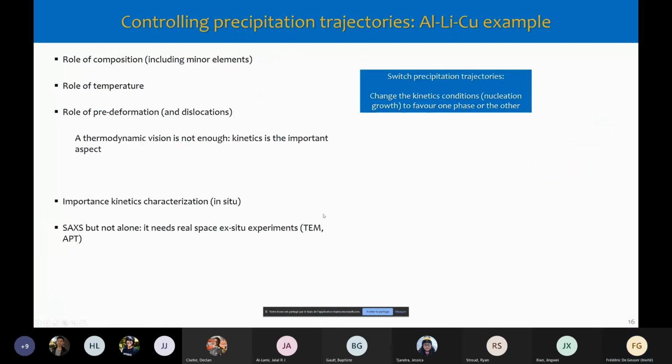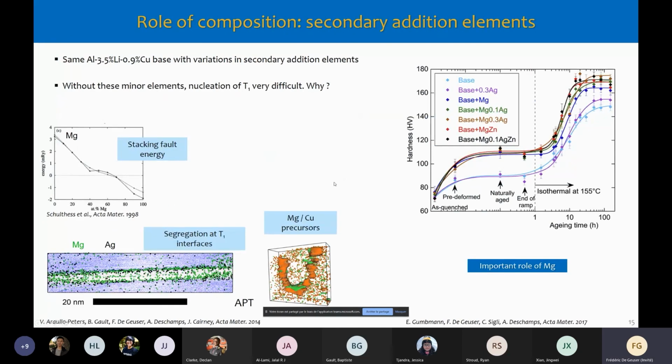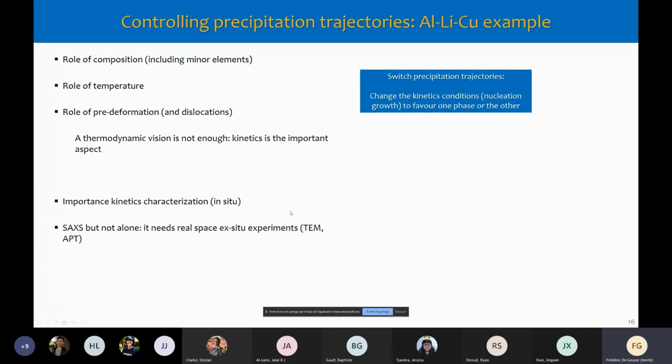And this role of magnesium, so where am I? Sorry. Yep, sorry. So I think I missed a few precipitates, but that doesn't really matter. This role of magnesium has been shown to be really due to the formation of these precursors here that actually change the nucleation sites for T1 precipitates and actually favor T1s at the expense of theta prime.